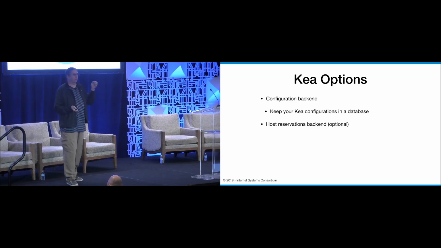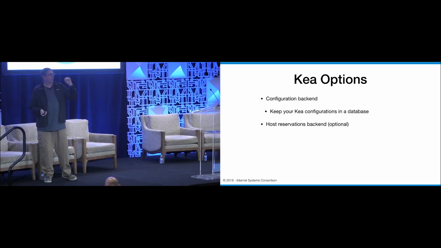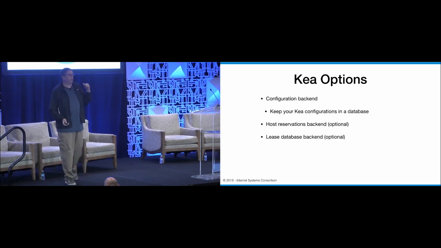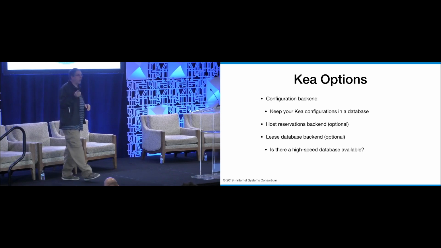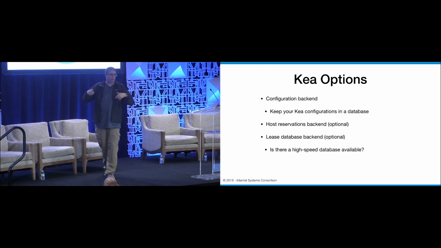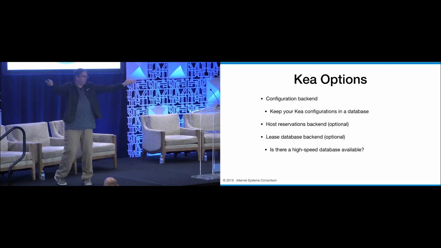So host reservations, you can put in a separate database from your leases. So yes, you may want to have a reservation database. So you have all these machines that get the specific address every time. Put that in a separate database. Your leases, the high volume traffic, does not have to be in the same database. In fact, it's not in the same database. The lease database backend is storing all of your lease information out there on a remote database server. Is there a very high speed database already available to you? Do you have an administrator that's ready to take over the receiving and transmitting of all of that data?